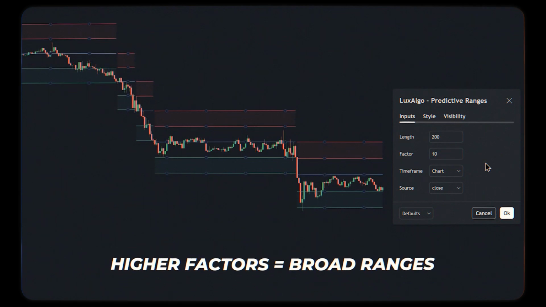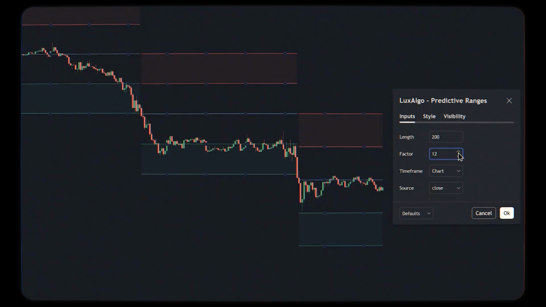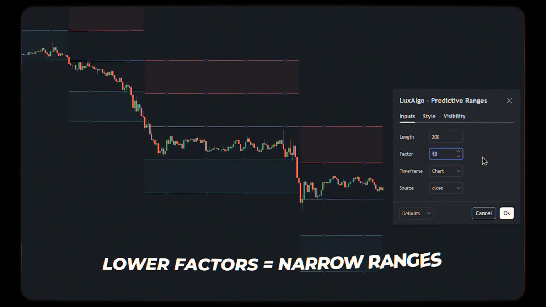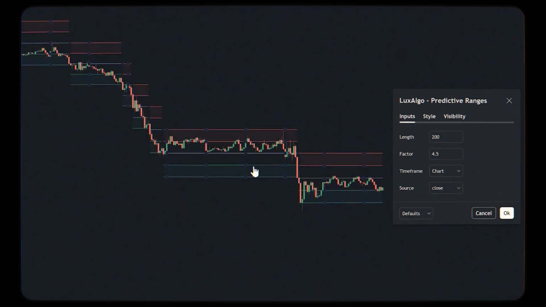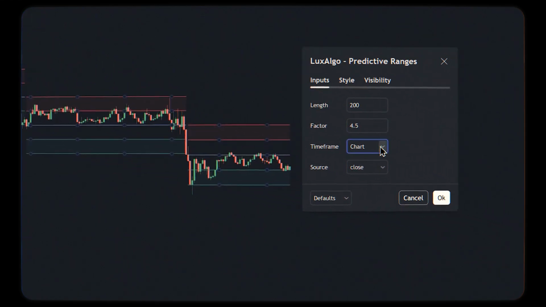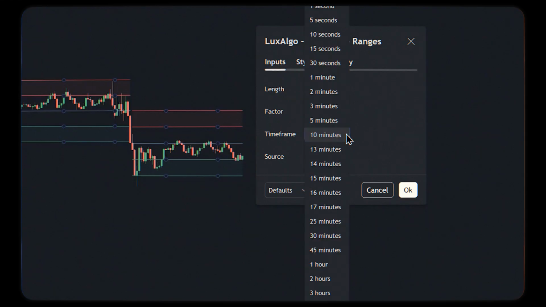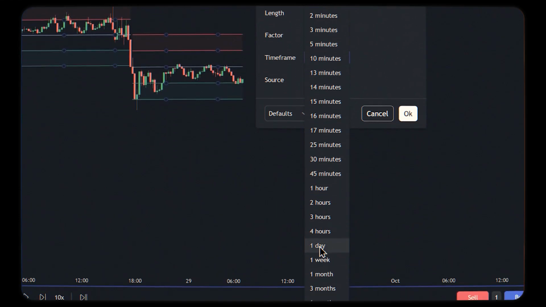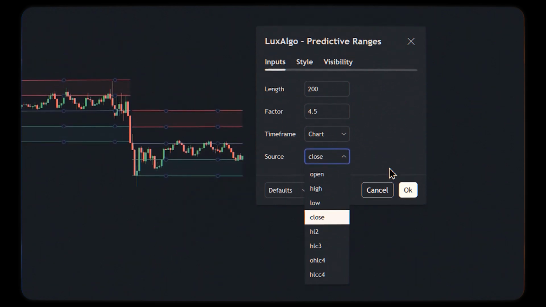Higher factors provide broader ranges suitable for longer-term analysis, reducing the likelihood of the price breaching these levels. Conversely, lower factors create narrower and narrower ranges, which are more appropriate for short-term trading strategies. Now, the time frame allows users to set a specific time frame for the indicator to work on. For example, you could analyze predictive ranges based on the daily time frame, while at the same time trading on the 1-hour time frame. Now, the source is the data source for calculations. For example, the close prices, the high prices, or the low prices.